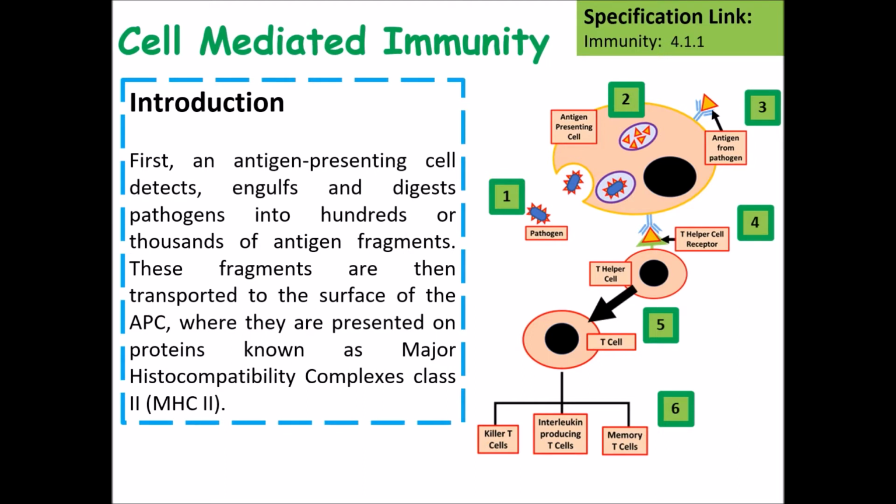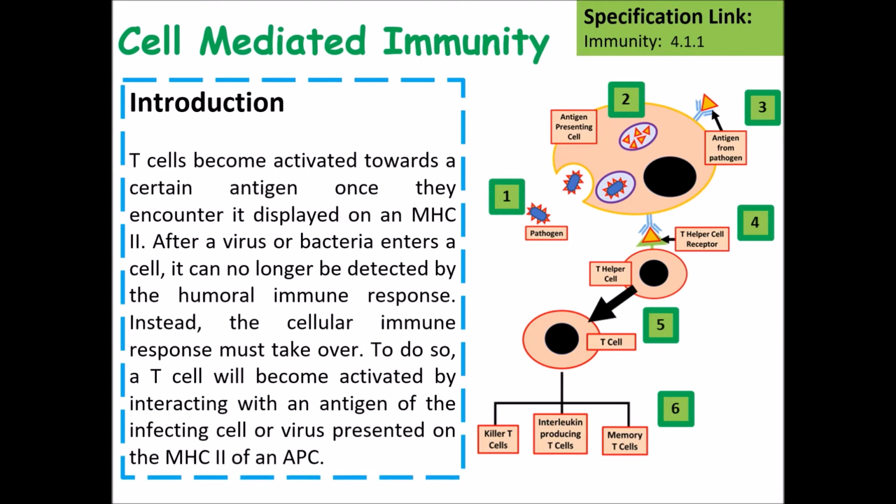First, an antigen-presenting cell detects, engulfs and digests pathogens into hundreds or thousands of tiny antigen fragments. These fragments can then be presented to the T cells on MHC molecules. The T cells become activated towards that certain antigen once they have encountered it.